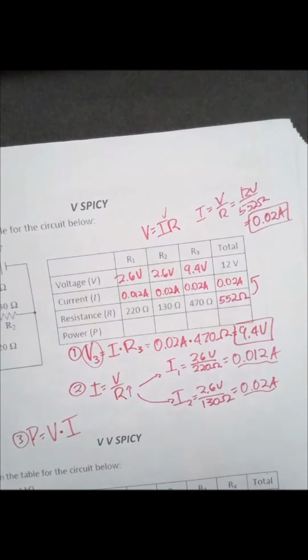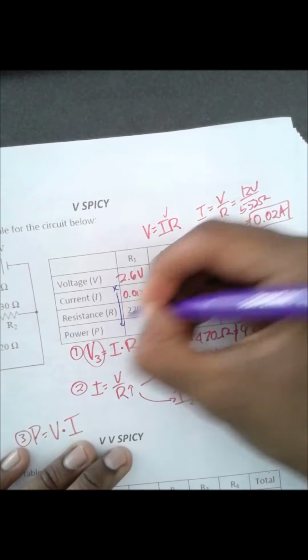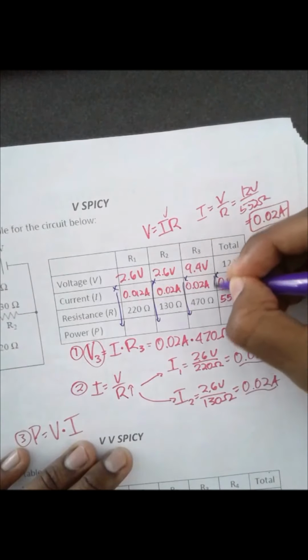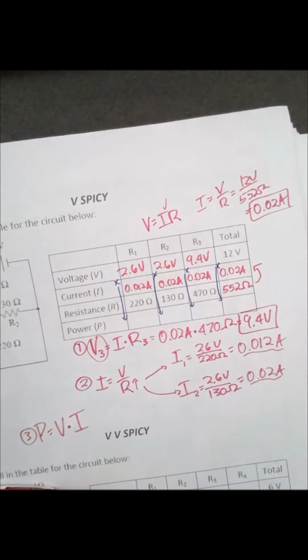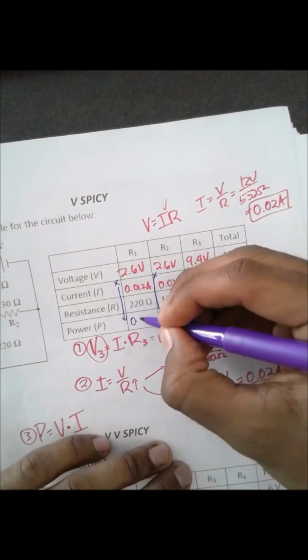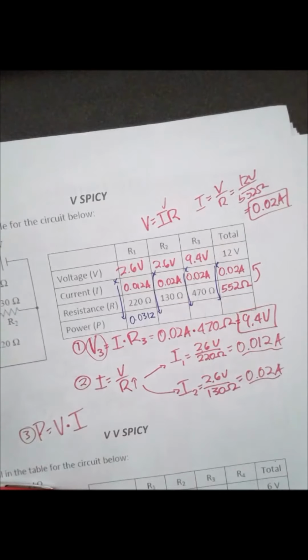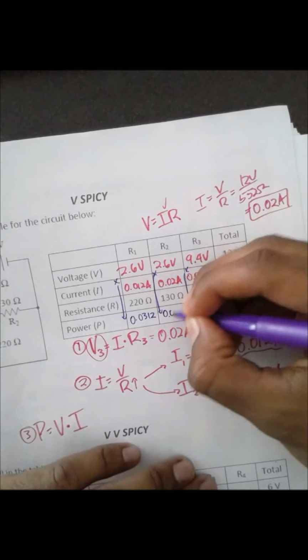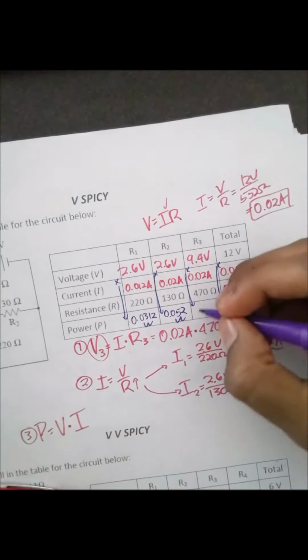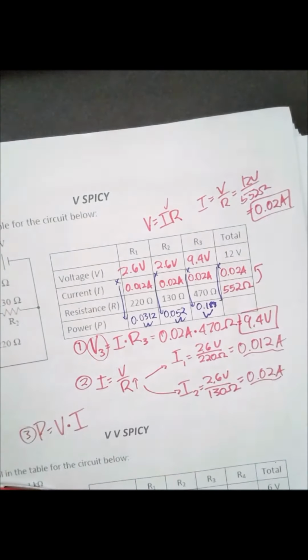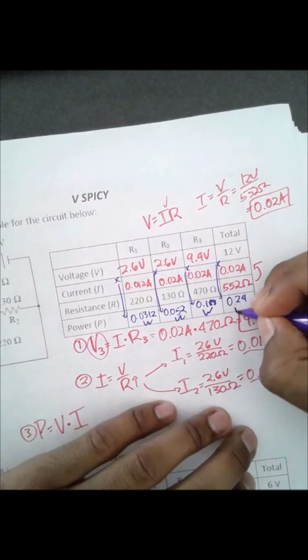All we have to do is multiply voltage times current to get power. If we do this calculation for all these rows, we'll see 0.052 watts, 9.4 times 0.02 is 0.188 watts, and then 12 volts times 0.02. So 0.24 watts in total.